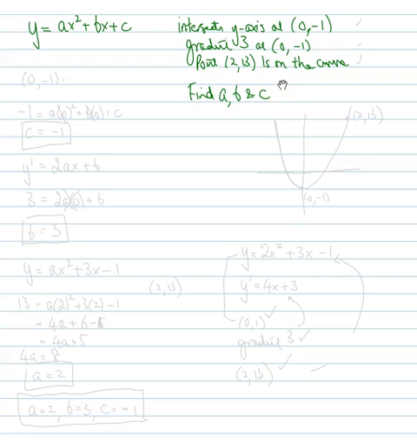So let's look at how you figure it out. Okay, so we've got three unknowns: a, b, and c, and we've got three bits of information, those three things here. So we should be able to figure it out.